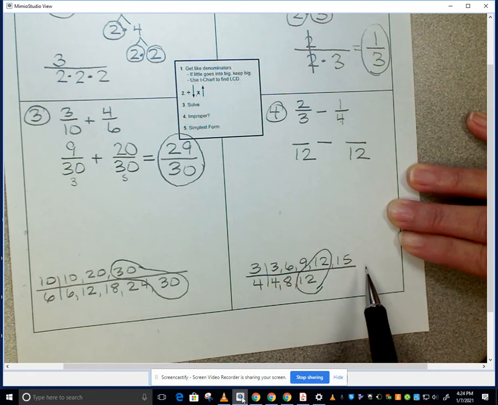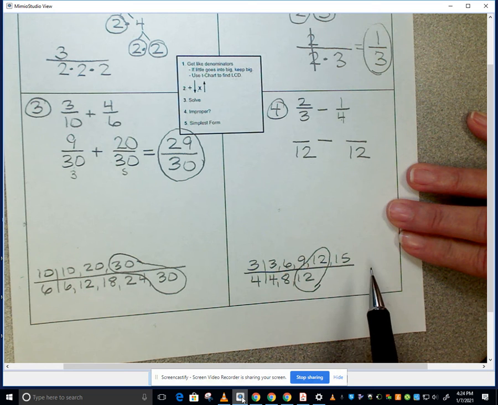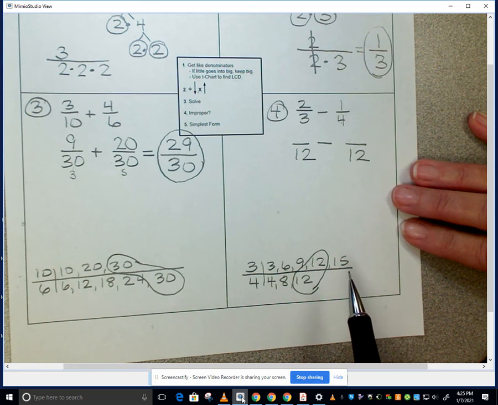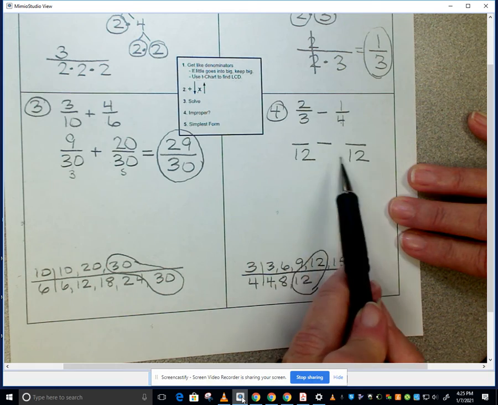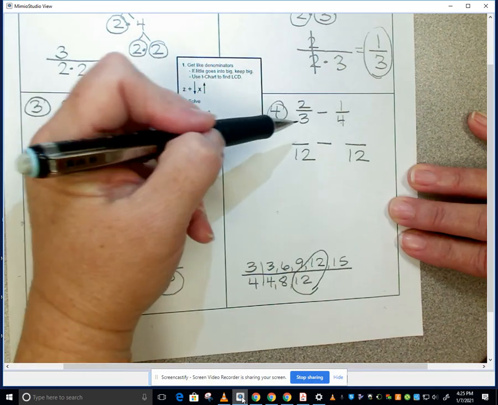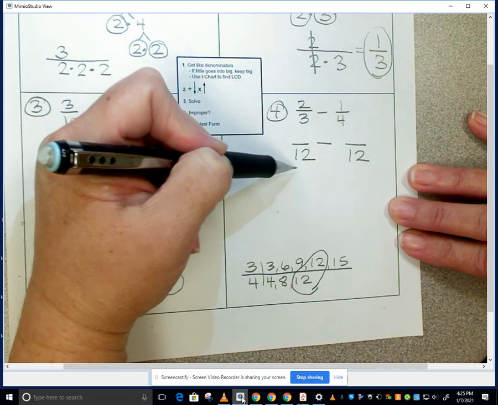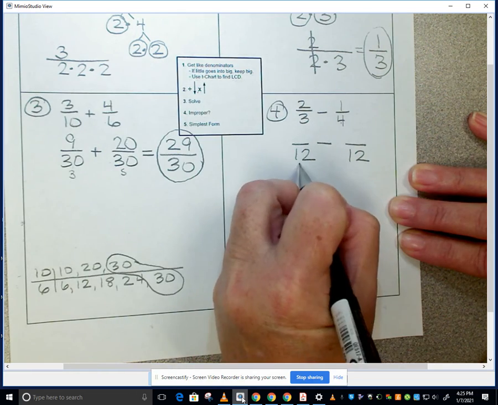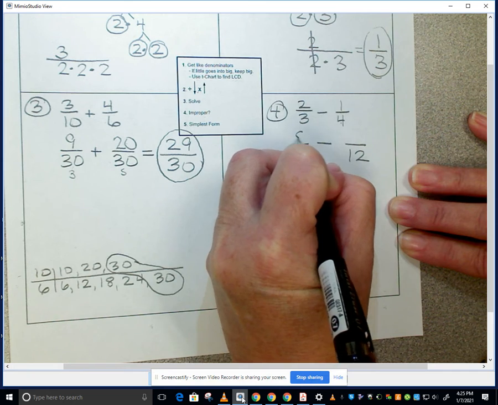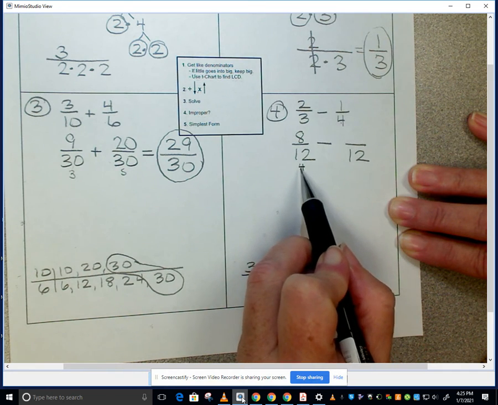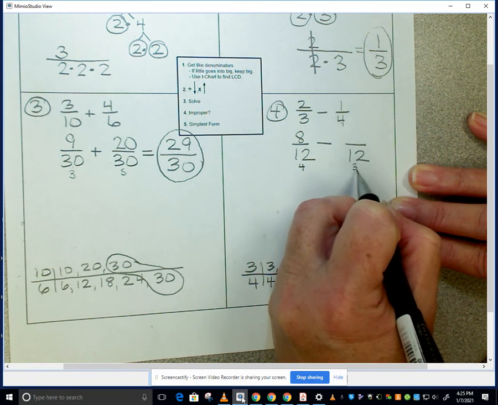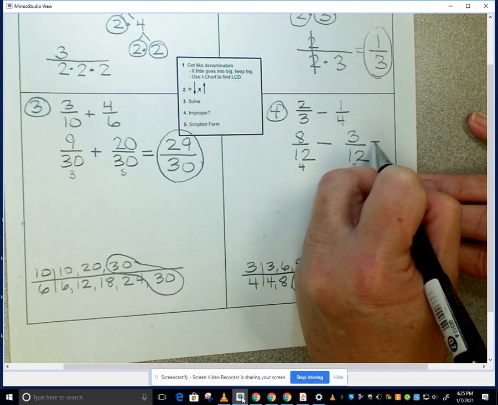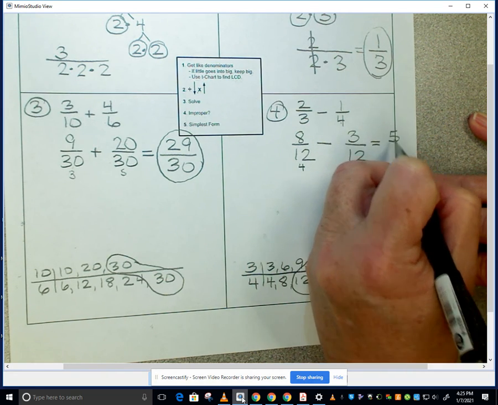Now, if we would have kept going, we'd see other numbers that 3 and 4 had in common. They also have the number 24 in common. But I don't want to use a number that's that high. I like to keep my denominator as low as possible. So we're going to now do divide down, multiply up. 3 will go into 12, 4 times. 4 times 2 is 8. 4 going into 12, 3 times. 3 times 1 is 3. Come across. 8 minus 3 is 5.